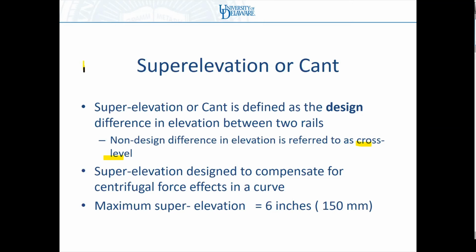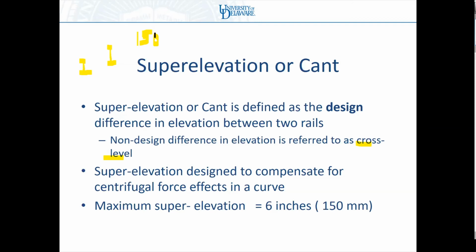So if I have one rail higher than the other rail, if I'm on a curve and I'm supposed to have 150 millimeters of cant, and I have 150 millimeters of cant, then I have 0 cross level, because that's what it's supposed to be.